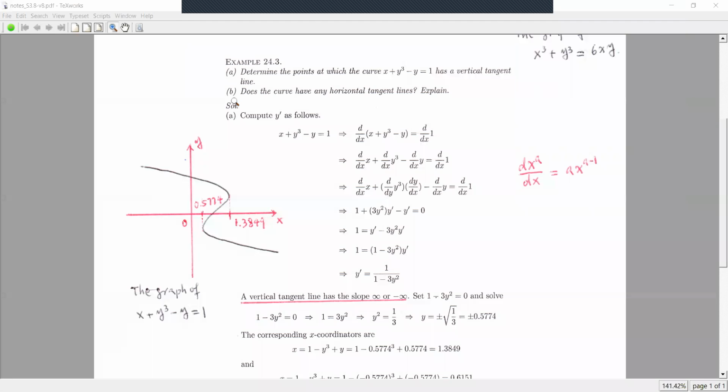Part B: does the curve have any horizontal tangent lines? Explain. This is the slope of a tangent line. No value of y can make this quotient 0. The answer to part B is the curve has no horizontal tangent line.